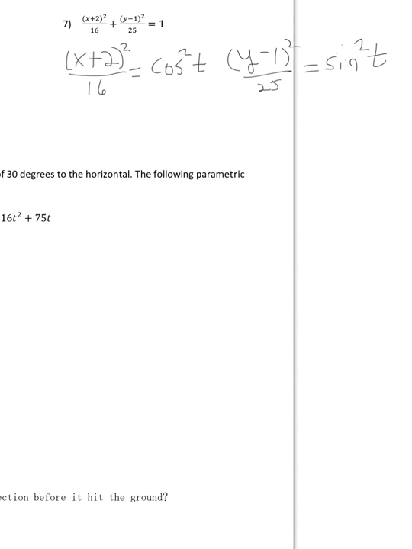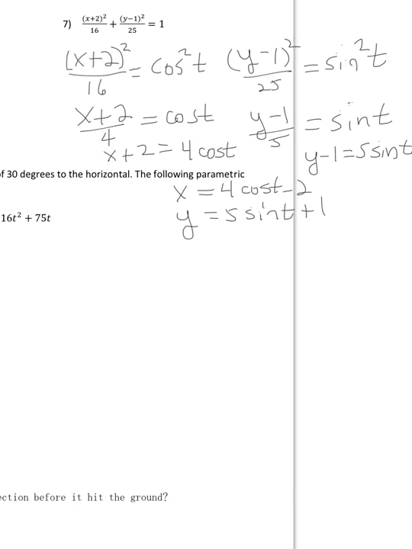Okay, so I've rewritten these two terms, and I've set them equal to cosine squared t and sine squared t. And now what we're going to do is simplify these. We're going to take the square root of both sides, and then continue simplifying. We're going to solve for x and solve for y, and that will give us our two parametric equations. Okay, so here we go. We have (x plus 2) over 4 equals cosine t, and (y minus 1) over 5 equals sine t. And then we're just solving for x and solving for y.